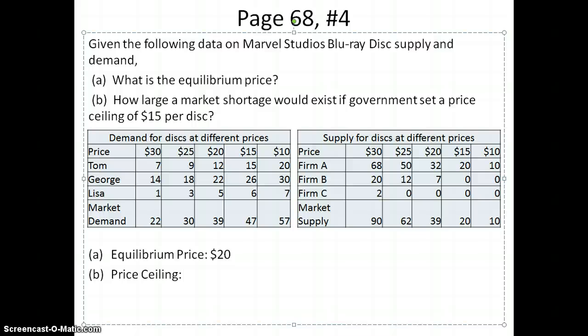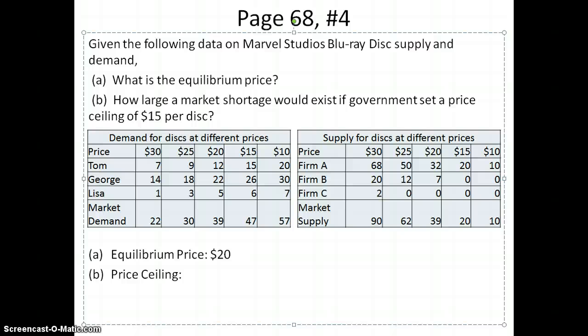The second part of this question asks to look at a price ceiling, specifically one of $15 per disc. A price ceiling is the legal maximum amount that can be charged. So they want to charge $20, but with the ceiling they can only charge $15 per disc. They will charge that price because it's as close to their desired as they can get.